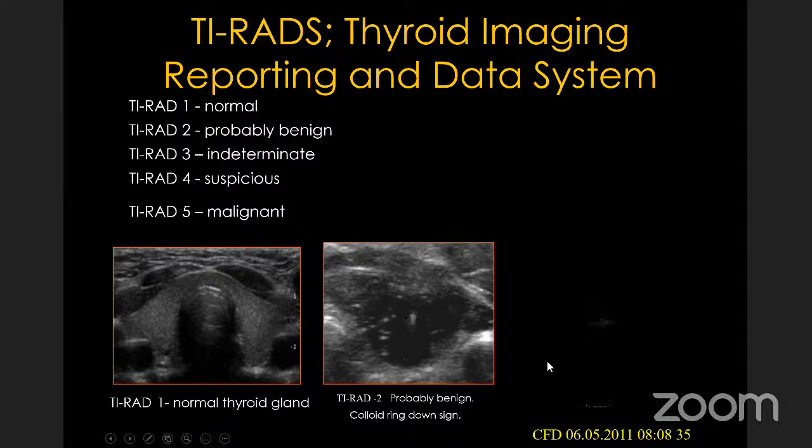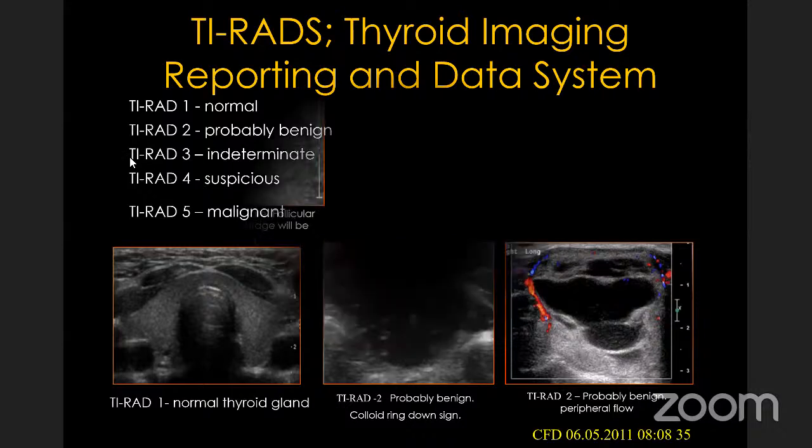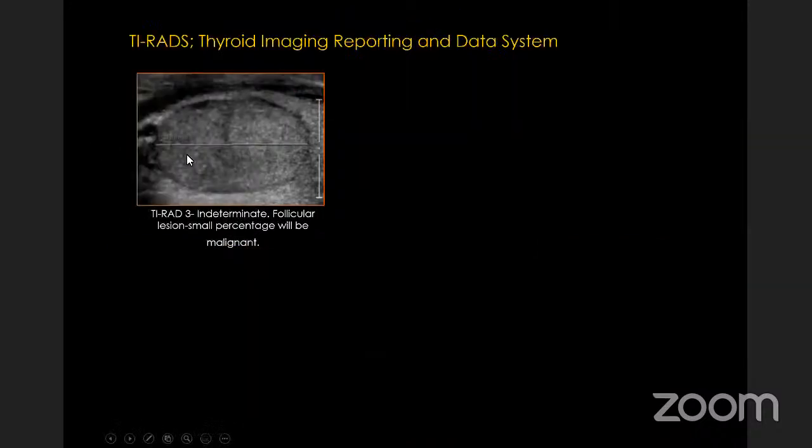And this is another thyroid 2 score. This is probably benign because it is cystic with peripheral blood flow. Thyroid 3 describes an indeterminate lesion. For example, this is solid, homogeneous, and echogenic with a well-defined halo. This is a follicular lesion, and 80% of lesions like this are benign, but the 20% that are malignant may also have the same features, so we have to biopsy. So we score it as a thyroid 3.